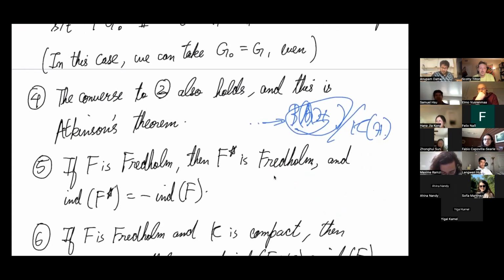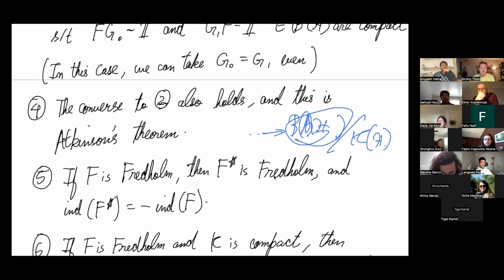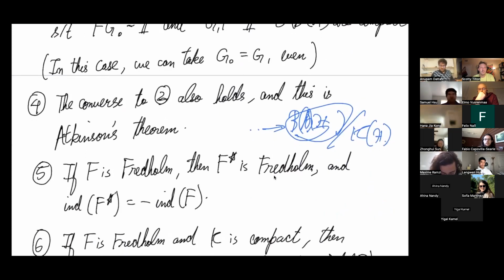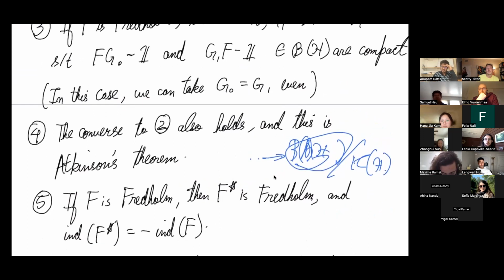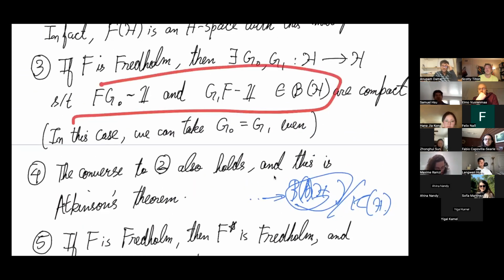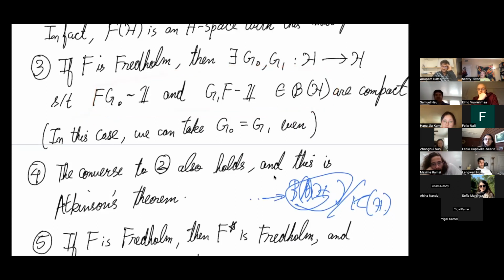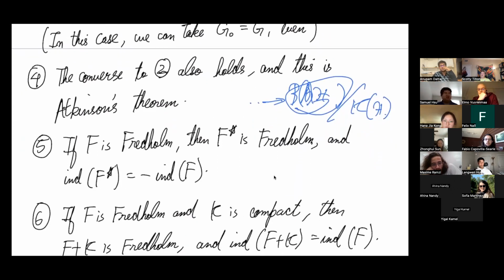Yeah. And this Atkinson's theorem also has some nice corollaries. First of all, if you have a Fredholm operator, then its adjoint is also a Fredholm operator, and moreover, the index of F star is the negative of the index of F. This follows immediately from this equation, because if you take adjoints on all sides, well, the adjoint of a compact operator is a compact operator. And yeah, I guess you can take it from there. But this is really trivial after you have Atkinson's theorem.